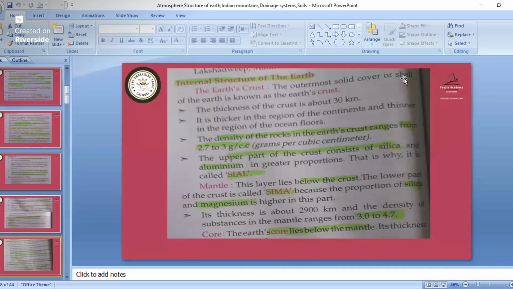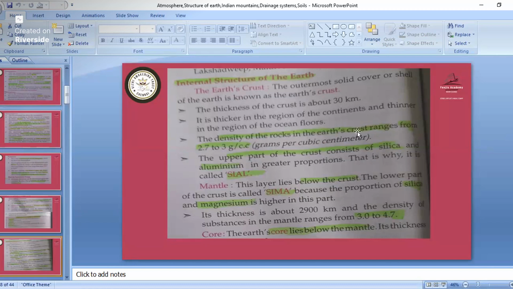Okay, now we'll see the earth crust. The outermost solid cover or shell of the earth is known as the earth crust. The thickness of the crust is about 30 km. It is thicker in the region of continents and thinner in the region of ocean floors. We are staying on the earth crust, which is rocky material, soil and everything, so that will be thicker. And since the ocean floor is watery, that will be thinner.